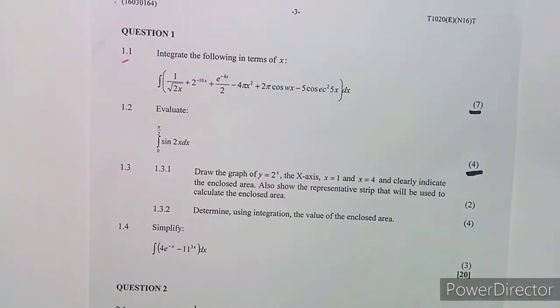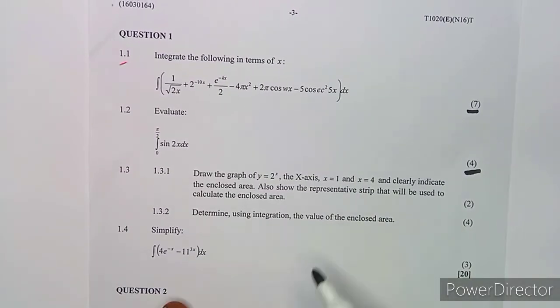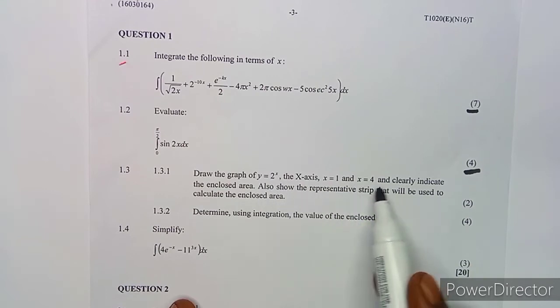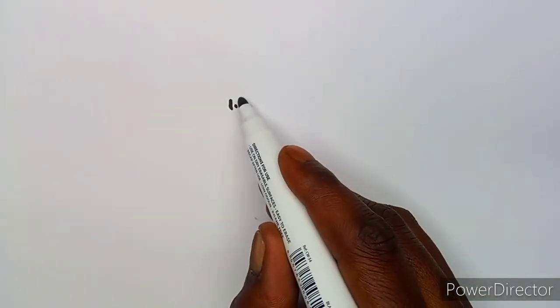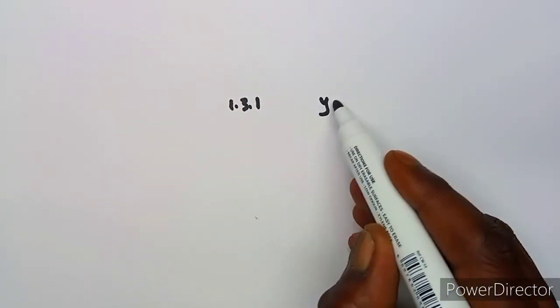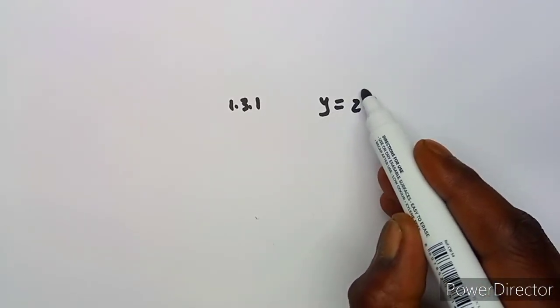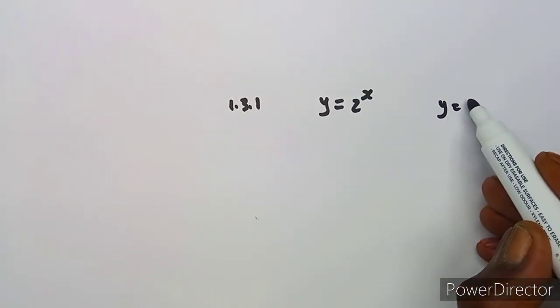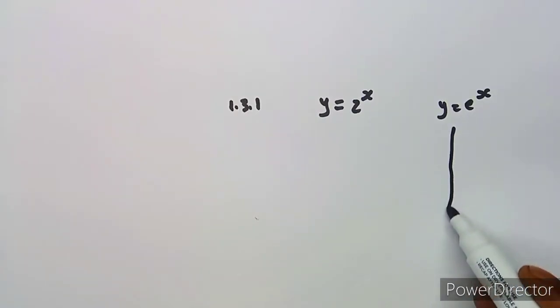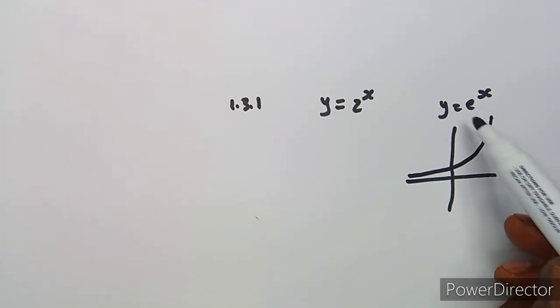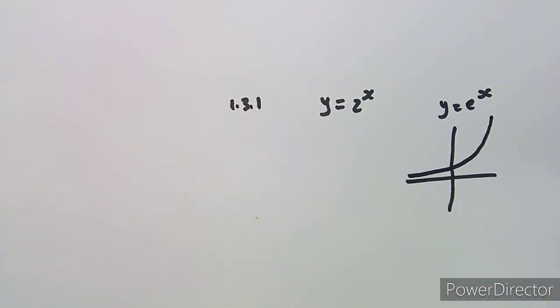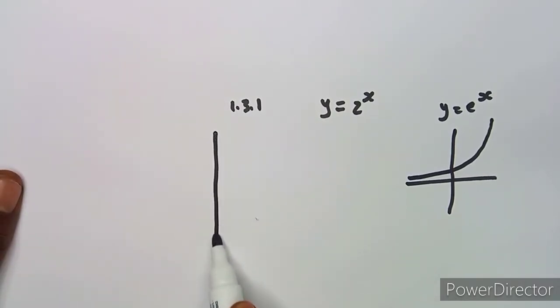That's it. Then the other part, we are given to draw the graph of y is equal to 2 to the exponent of x, and we have limits x is 1 and x is 4. All right, so this part, what you just need is to know the type of function that you are working with. Remember, this follows the same thing as the graph of y is equal to e to the exponent of x, which passes through the y coordinate at 1 like this. So it's the same thing with 2 to the exponent of x. All right, so it's going to look the same way.